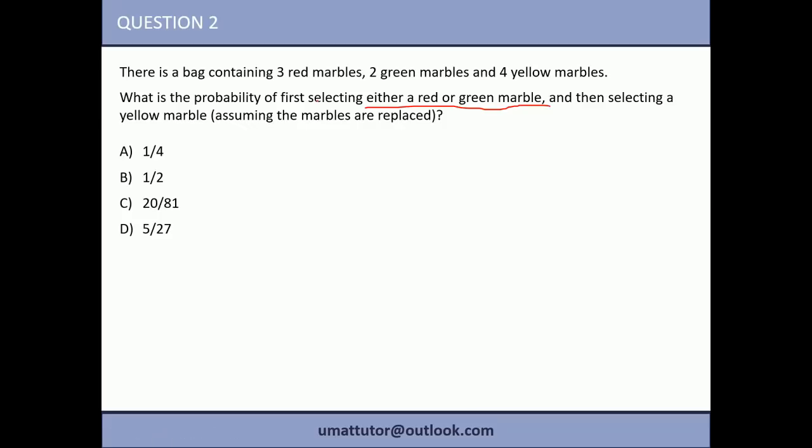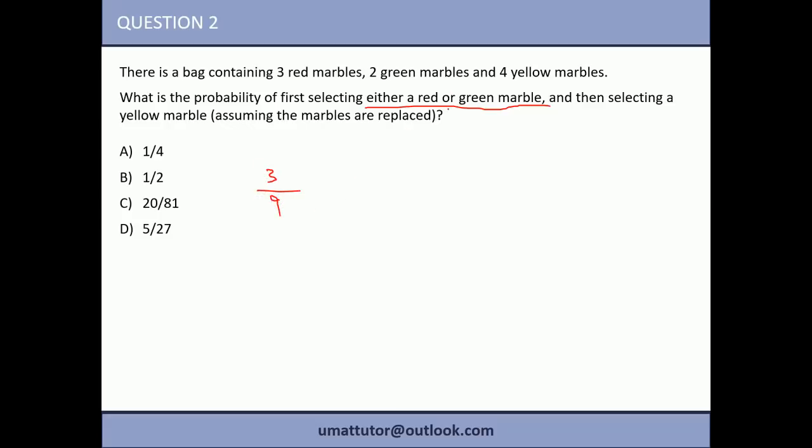So when you're asked what's the probability of picking either a red or a green, we have to add together the probabilities of picking a red and picking a green. So in other words, initially the chance of picking a red would be 3 on 9.